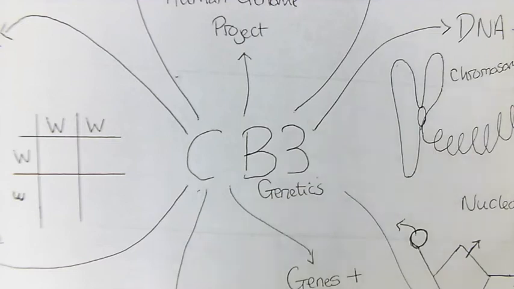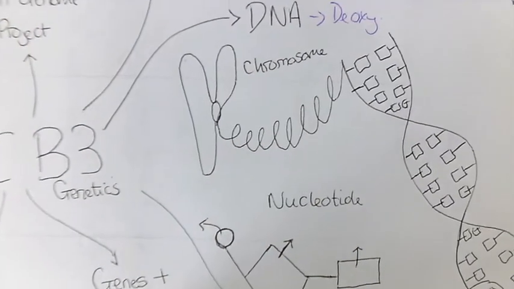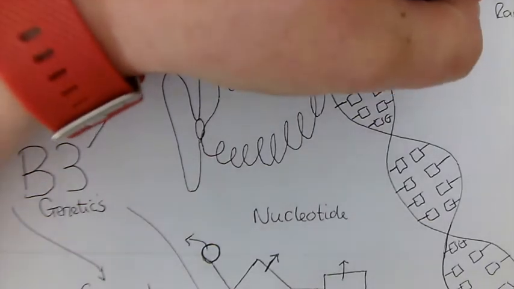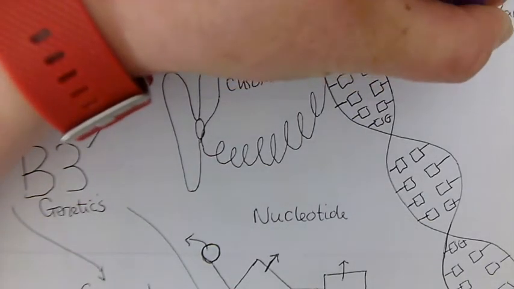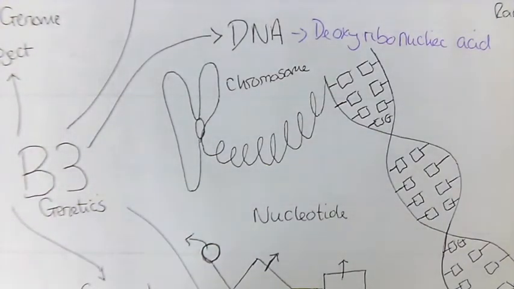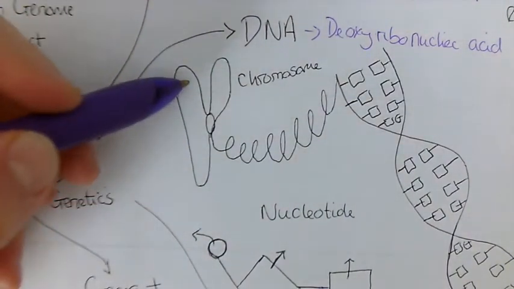This is your revision summary for CB3, which is all about genetics. So we're going to be starting off with DNA. DNA stands for deoxyribonucleic acid. How we find DNA in the nucleus is in chromosomes.